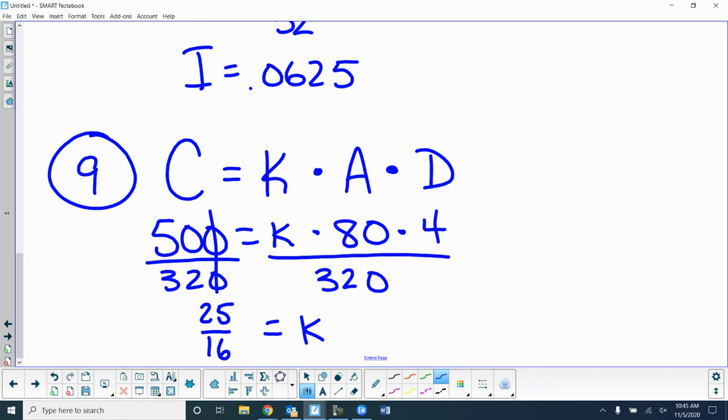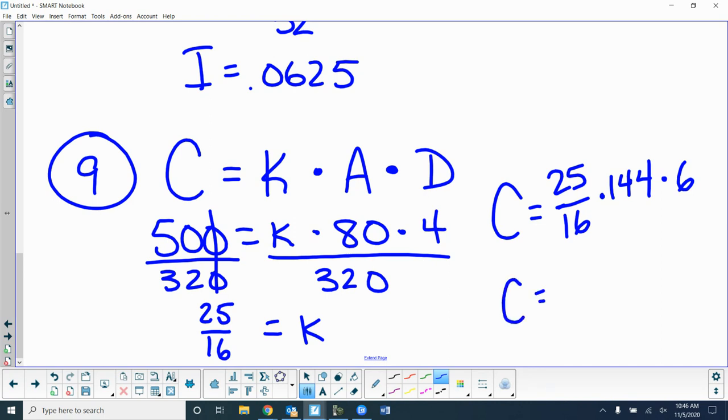So find the cost. Oops, not 12, 25. So 25/16 for K. The area is 144 square feet, so 12 by 12 patio, and 6 inches thick, or depth, deep. So we multiply all those together, and it's going to cost us $1,350 for that patio.